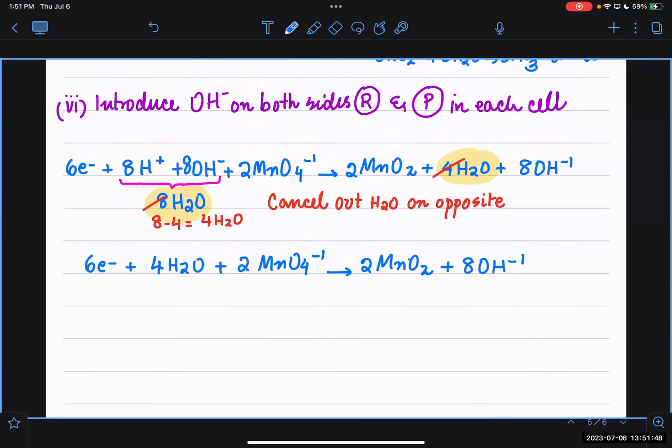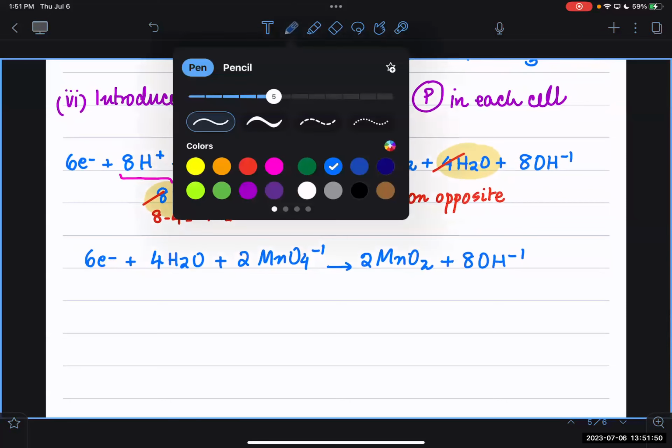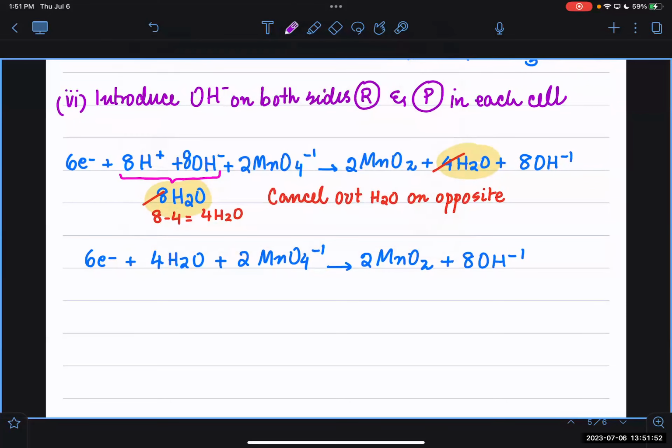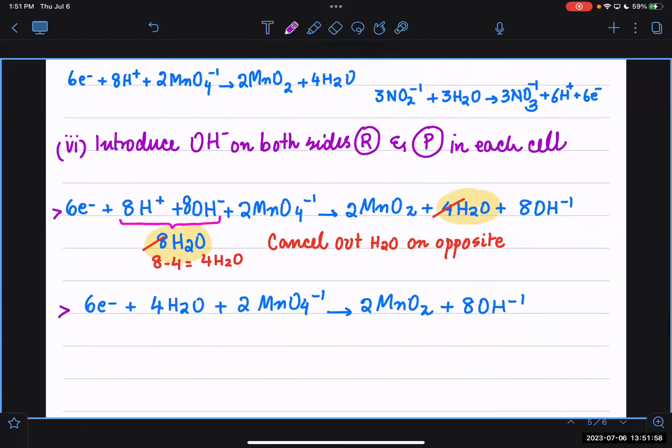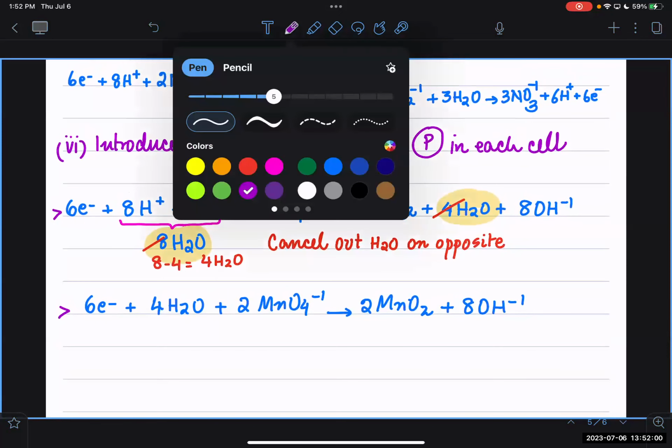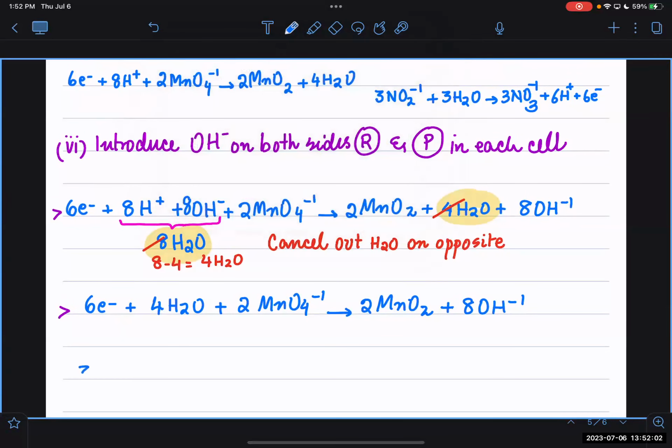Now the scenario is the same on the other side also. Just hold on to this one. This is one piece, from one side. The other one, you will also have to introduce the OH. So let's bring the other one. The other one is 3 NO2 minus 1 plus 3 H2O gives you 3 H2O.